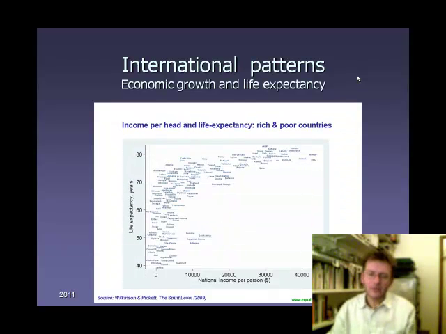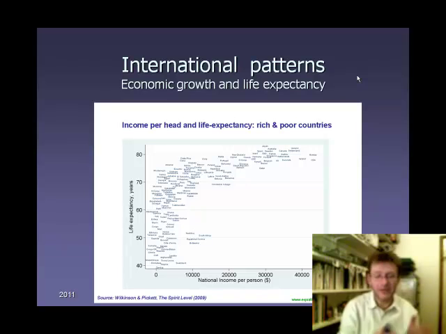The first thing we're going to look at is the international setting, really. What is the relationship, in very broad terms, between income per capita or income per head on the one hand and health? And the indicator of health that we will use here is life expectancy at birth.